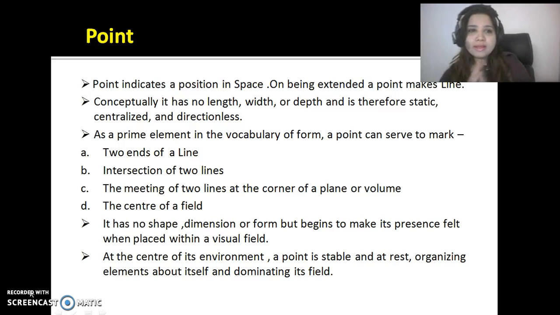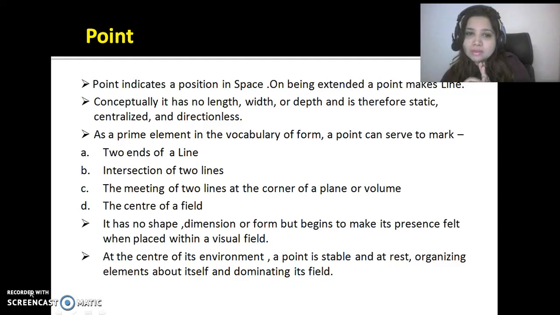So what is a point actually? It indicates a position in space. On being extended, a point makes a line. Conceptually, it has no length, no width, no depth, and therefore it is static. It is centralized. It depends on the position in which you have placed it, and it is directionless.